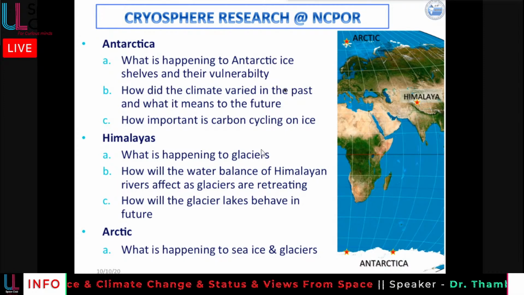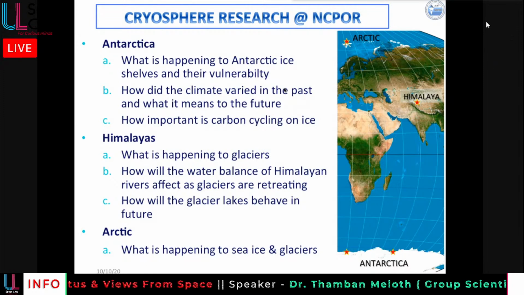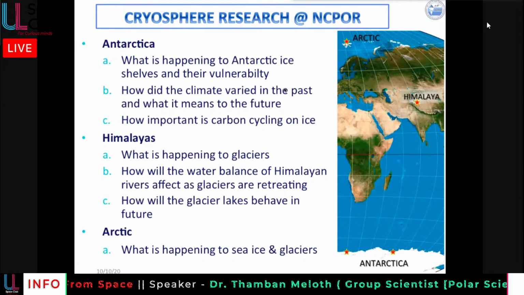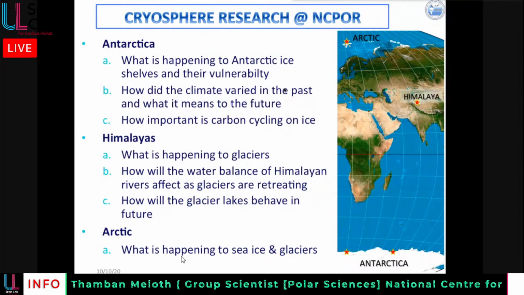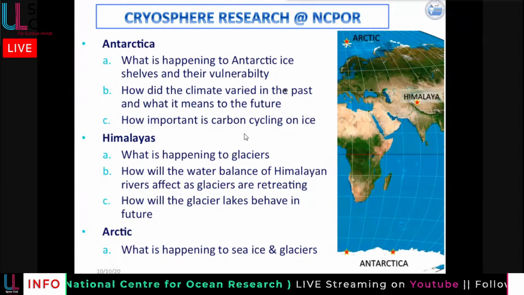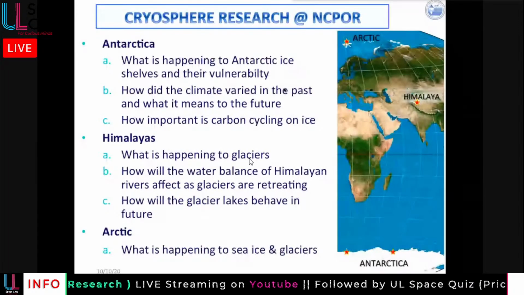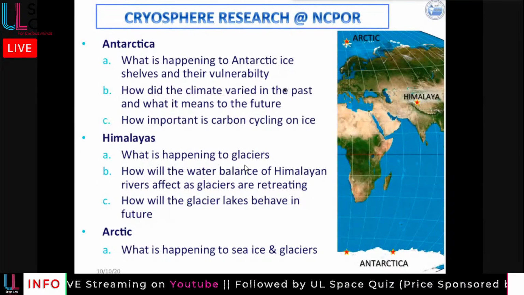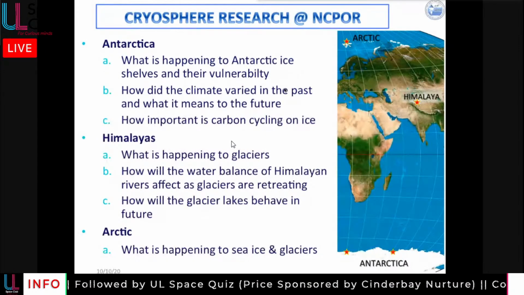Thirdly, in terms of hazards, how will the glaciers, which are creating a lot of lakes, behave in future as they retreat more and more, forming several lakes? Ultimately, they could be hazardous, or they could break away, putting a lot of lives at risk. So we should understand that. In the Arctic, we are trying to understand what is happening to the sea ice and some of the glaciers of the Arctic. So this is, in a nutshell, the kind of cryosphere or glacier research happening in India.